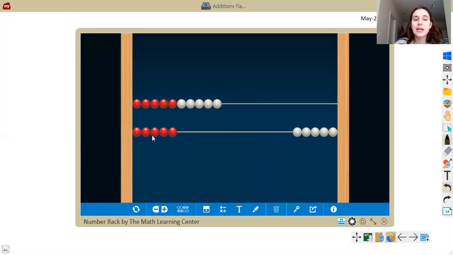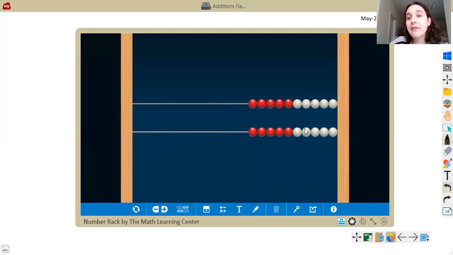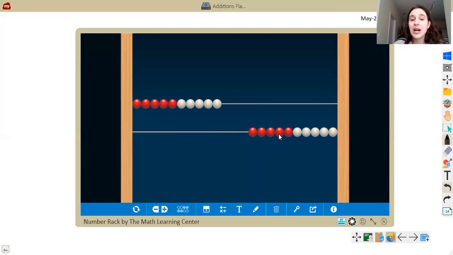Let's try that again. So now let's say we need to find the number 17. And I know that 17, the two numbers that when broken apart make 17 are 10 and 7. And I know right here I have 5, 6, 7. So I need to move all 5 of the red beads and 2 of the white beads. So 17 is 10, 7.